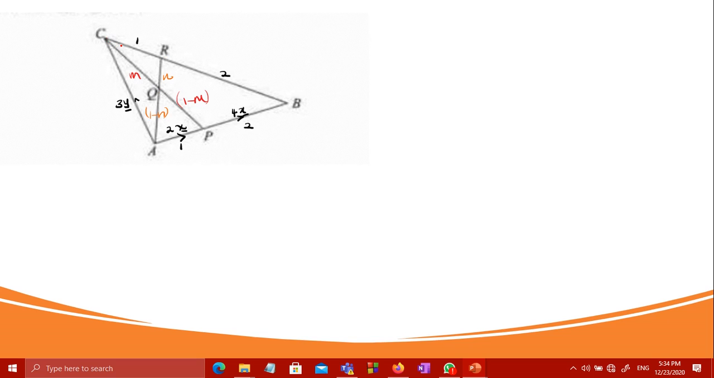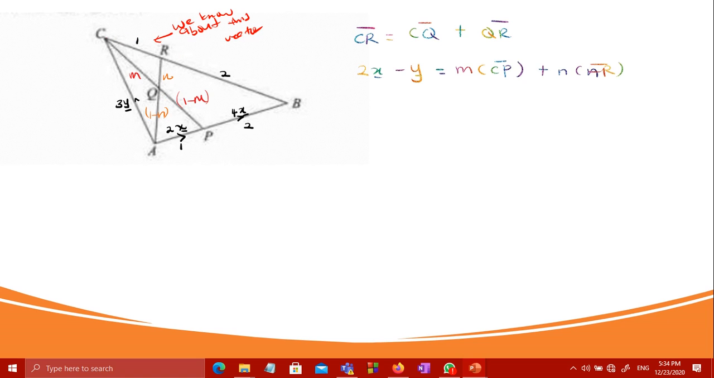CQ, QR, and RC. So we can use our knowledge about the vector triangle or the vector addition, right? And plus, we know about this vector. We have that information, right? CR, which is 1/3 part out of CB, right? So CR is nothing but just CQ plus QR, right? CR, CQ, QR. And CR we already obtained, it is 2x minus y.